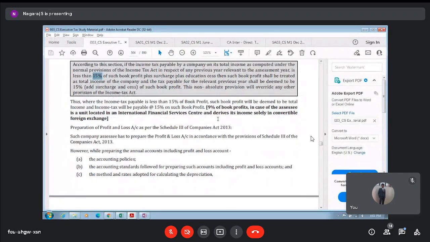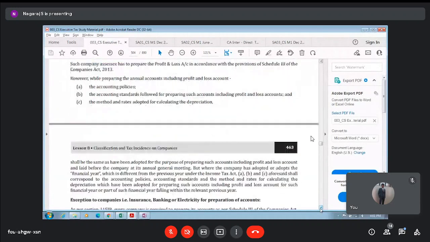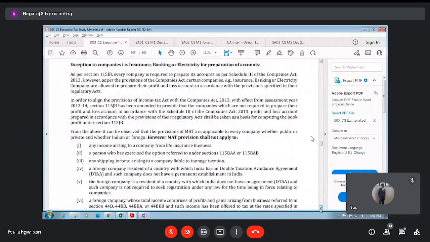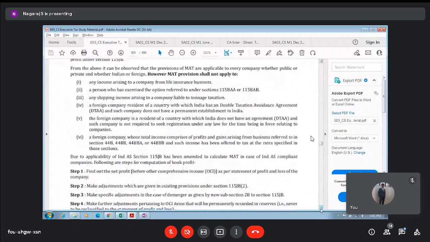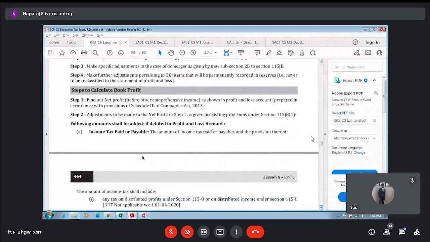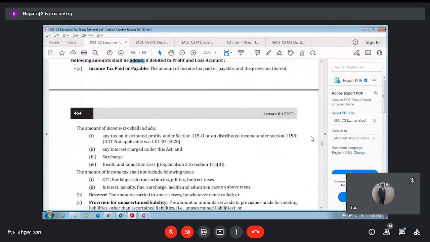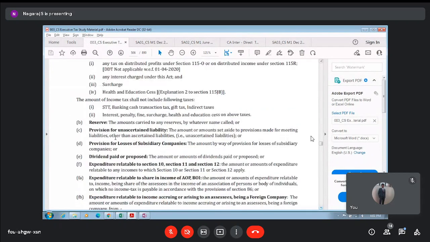See, all these things they will tell. The profit and loss should be prepared according to Schedule 3, the newest schedule. You have derived the profit. For that profit, you need to add a few items. I will show you. See, these things shall be added if debited, they have told. There are so many items. See, A, in A, income tax. There are so many. B, C, D, E, F, F-A, F-B.